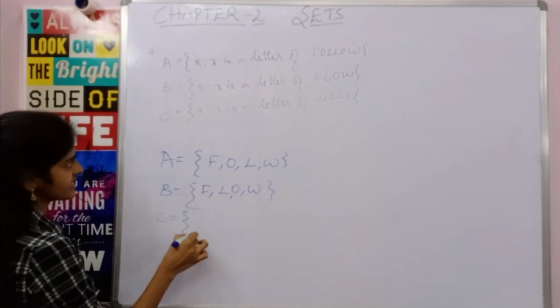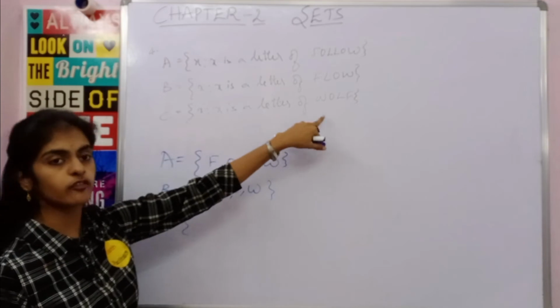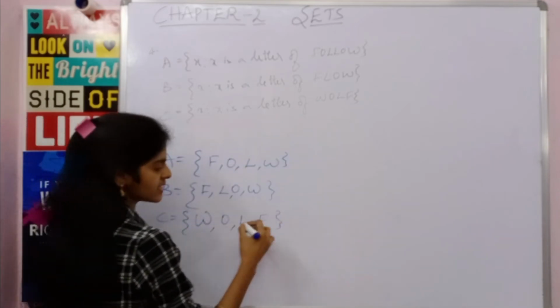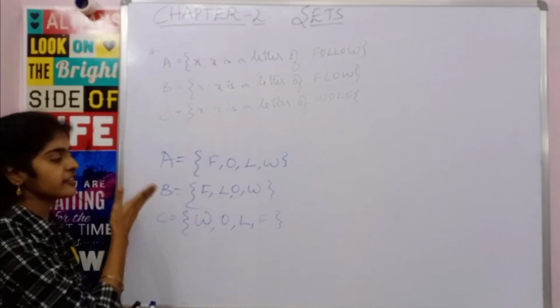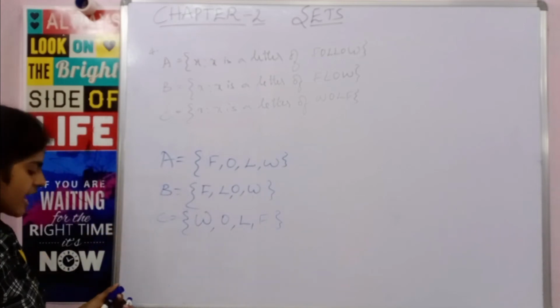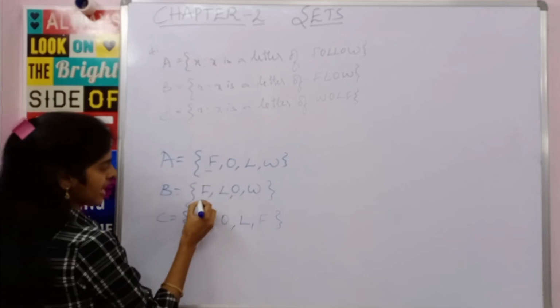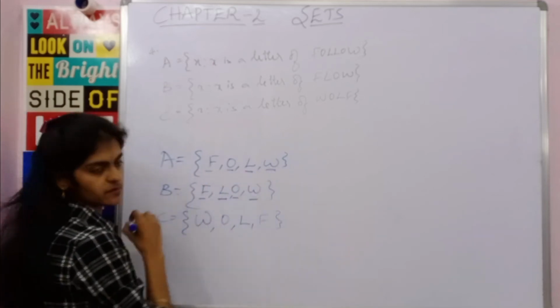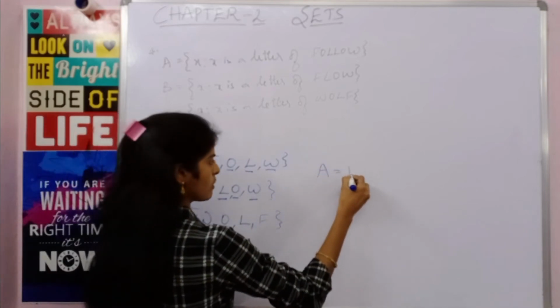Now C is a set containing X such that X is a letter of wolf. Now in wolf also all the letters are unique, so I am listing all. Now you have to find which of these sets are equal. Now see, you have F in A, F in B, O in A, O in B, L in A, L in B, W and W. So you can say A is equal to B.